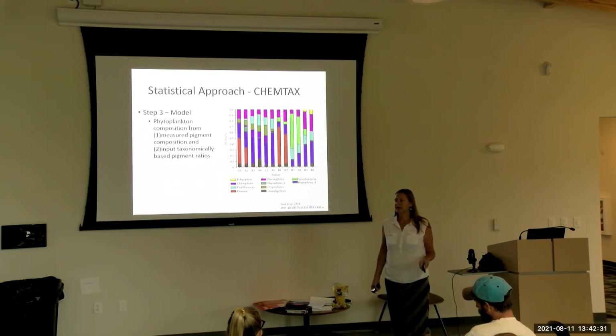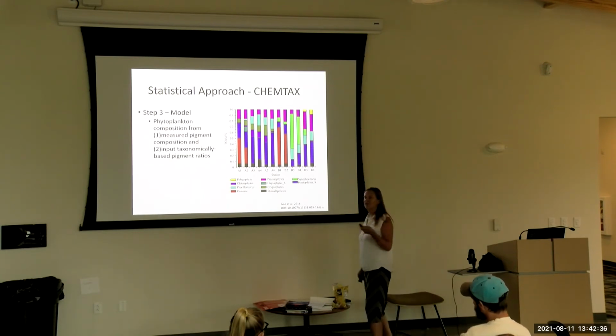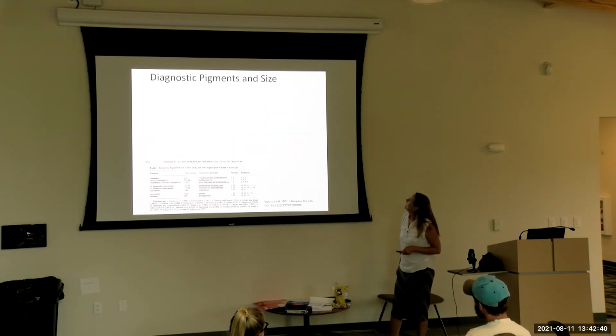And you can run it in Excel. It's worth running and varying and seeing how sensitive your model is to this type of result. Another is something called using diagnostic pigments to get at the size of the community, right?